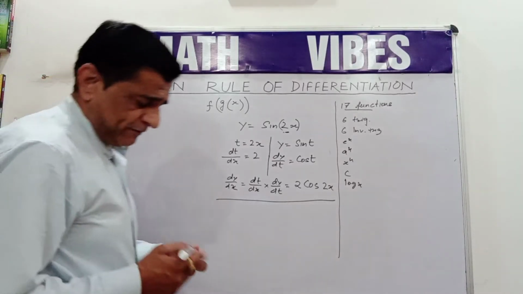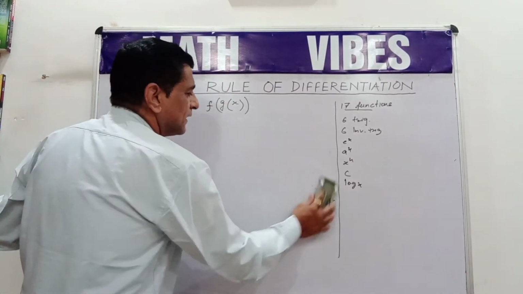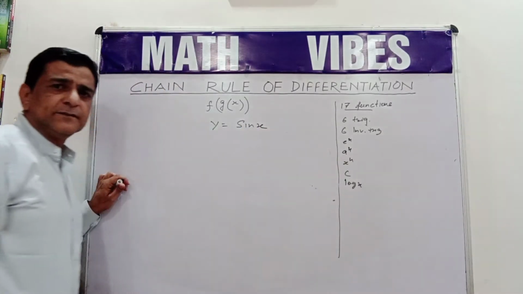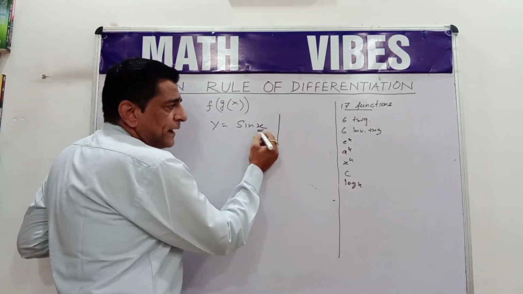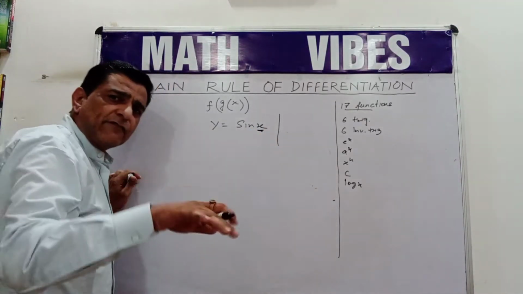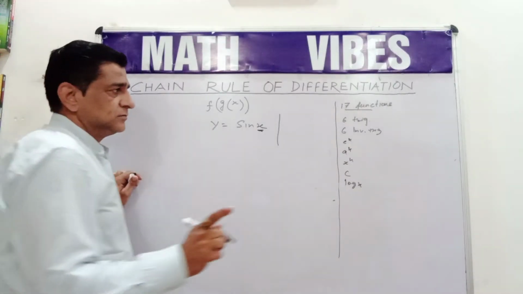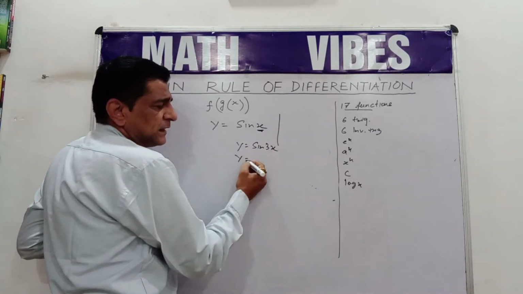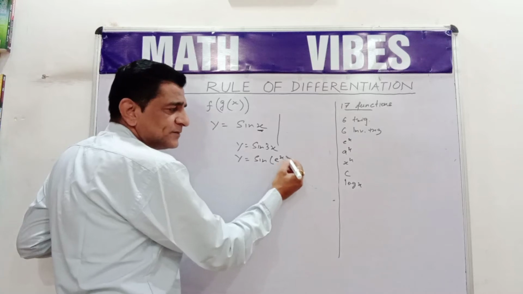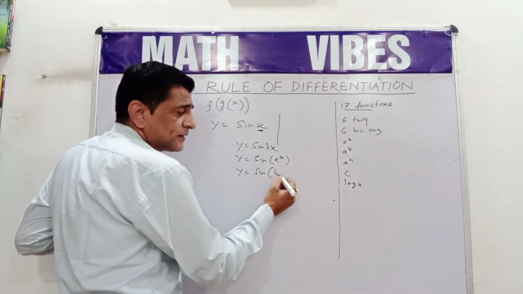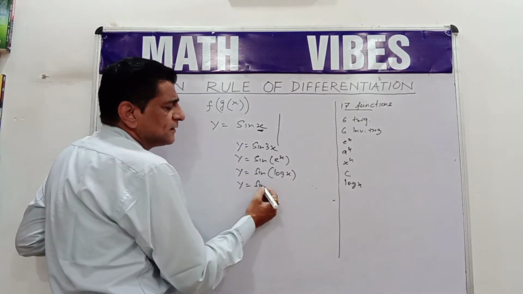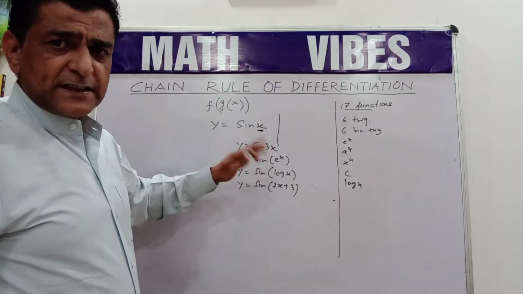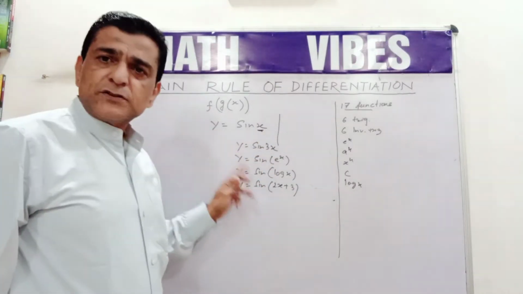So wherever x is alone, this is a basic function, for example sin x. Now if in place of this x has something with it, x is not alone, then for example sin 3x, sin e^x, sin log x, or sin(2x plus 3). In all of these, x is not alone. There is something with x. Then we must use the chain rule.